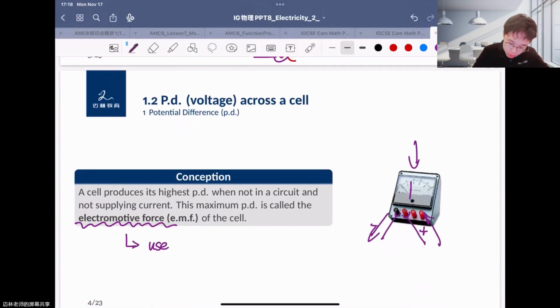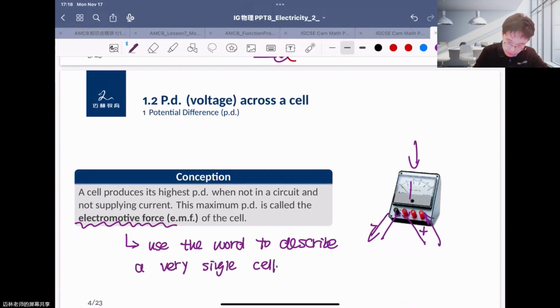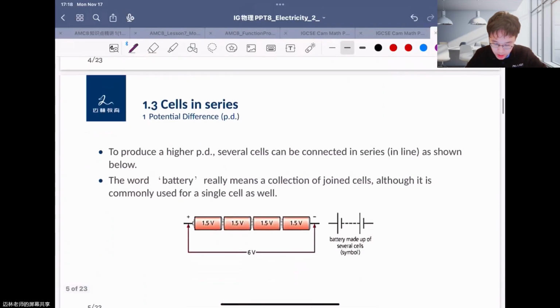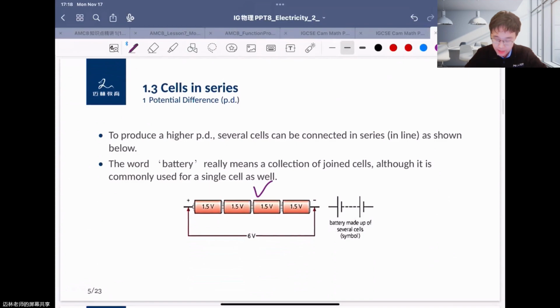But you can use a word to describe a very single cell. This is for the potential difference, or like the voltage across the cell, okay? So maybe here is an example. Like for these four cells connected together, here it is 1.5 volts, 1.5 volts, 1.5 volts, and there's also 1.5 volts. So you can just consider there are four pumps connected together.